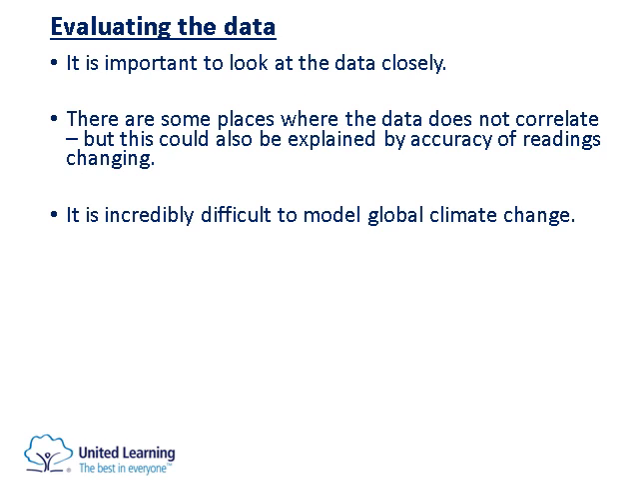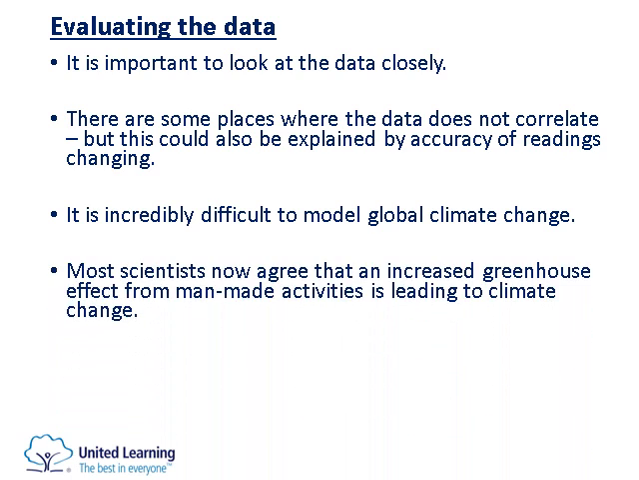Climate change on a global scale is difficult to measure, so we can never really prove that carbon dioxide and increased greenhouse gases are causing the temperature change. But because of that relationship we can see between increased human activity and increased greenhouse gases, more scientists are now starting to agree that this is the case. Increased greenhouse gases from man-made activities are leading to climate change and an increased temperature of the Earth's surface.